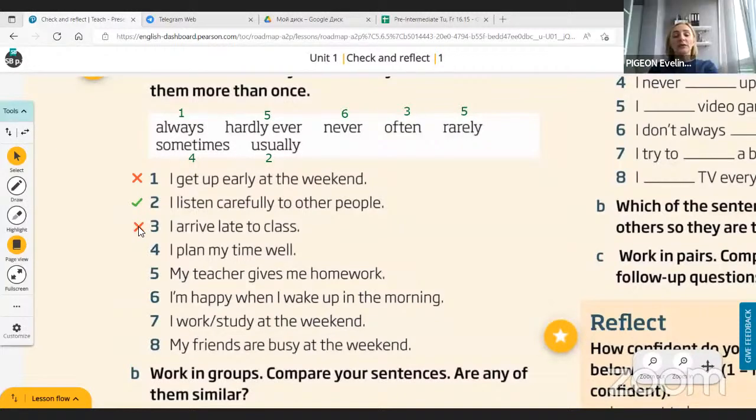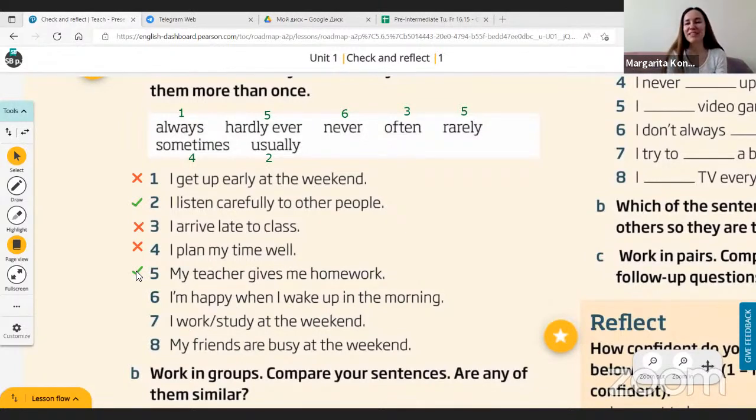I often plan my time well. I plan my time well often. No, it's correct. It's correct. So you often plan your time well, and I usually plan my time well. So it's different. Okay. As for me, my German teacher always gives me homework. What about you? My English teacher always gives me homework. Right, which is the same.